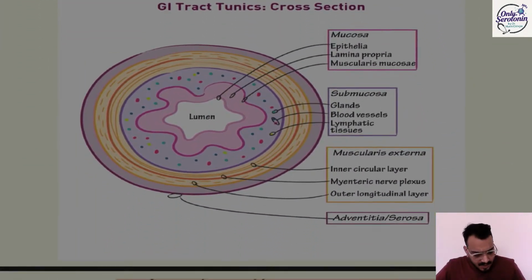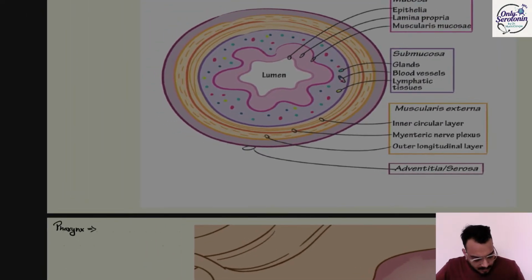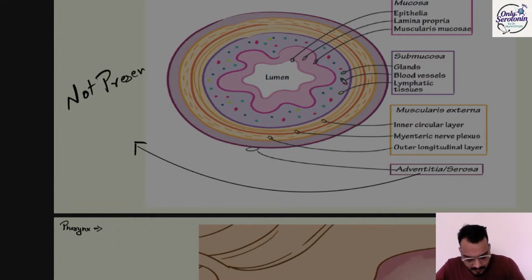What about the layers of GIT, guys? In the layers of GIT, we have mucosa, submucosa, muscularis externa, and adventitia. Mucosa, submucosa, muscularis externa, and adventitia. Right? Important, you should know here, guys: this adventitia is not present in one structure of your GIT. What is that structure, guys? Anyone who can answer? It is not present in which structure? It's your esophagus.